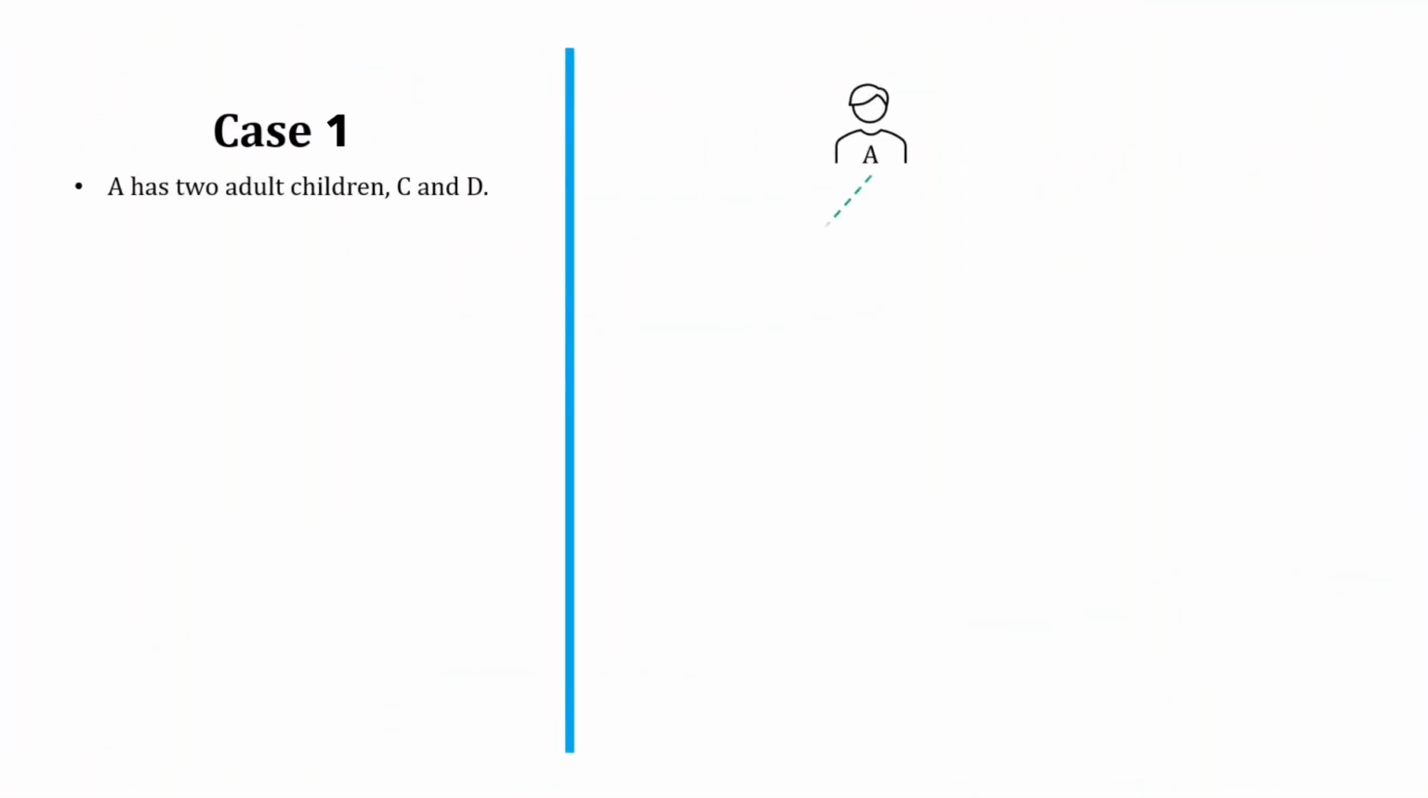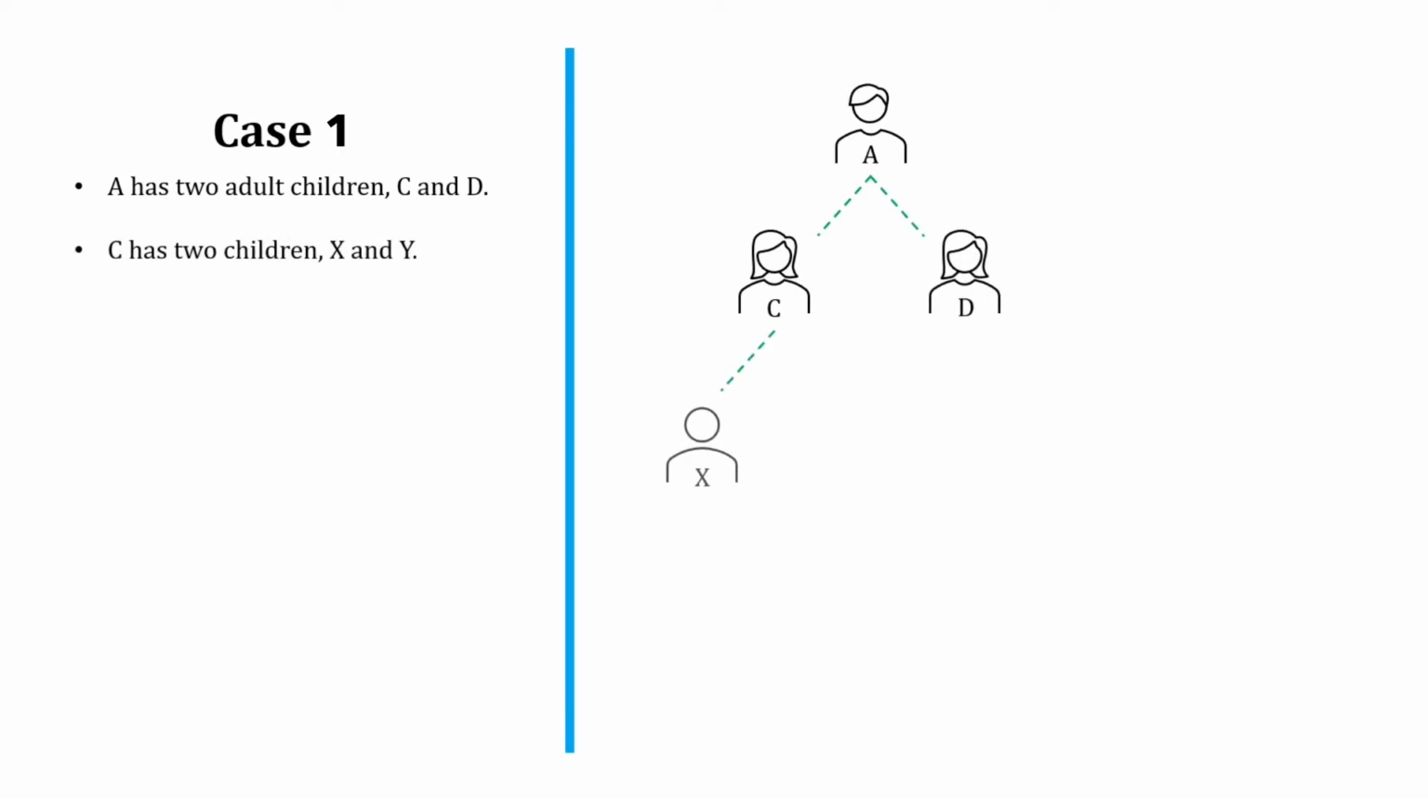A has 2 adult children, C and D. C has 2 children, X and Y. D has 1 child, Z. Now we'll pause here for a moment and just focus on the relationship between the families. A is related to C and D. C and D are the children of A. And if you followed everything in your lecture, you'll know that C and D are siblings and they are related too. So I'll draw a line between them.